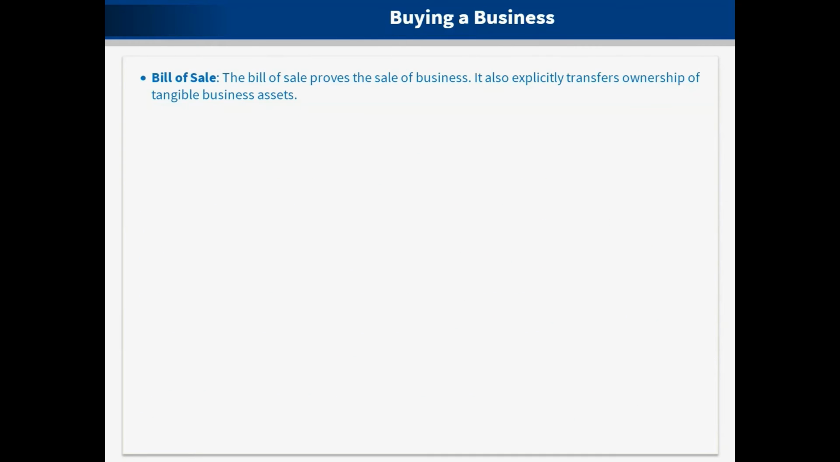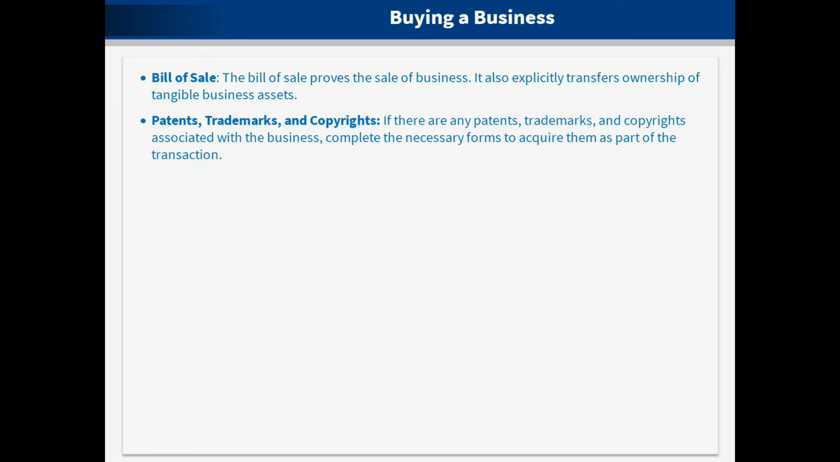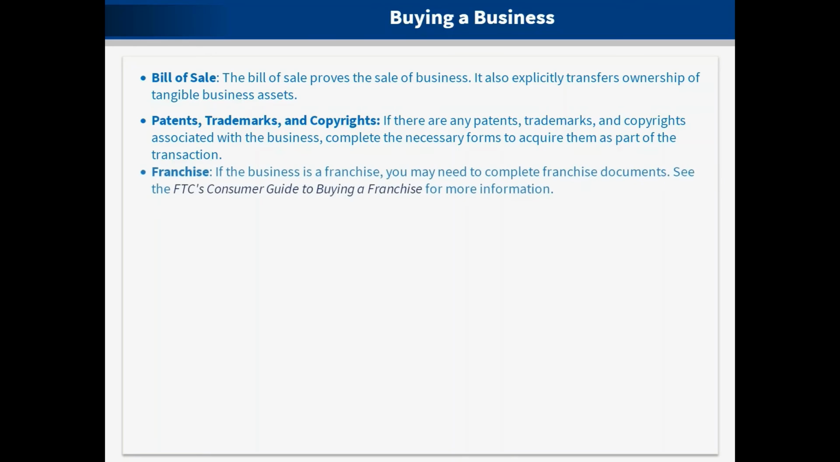Bill of sale. The bill of sale proves the sale of the business. It also explicitly transfers ownership of tangible business assets. Patents, trademarks, and copyrights. If there are any patents, trademarks, and copyrights associated with the business, complete the necessary forms to acquire them as part of the transaction. Franchise. If the business is a franchise, you may need to complete franchise documents. See the FTC's Consumer Guide to Buying a Franchise for more information.